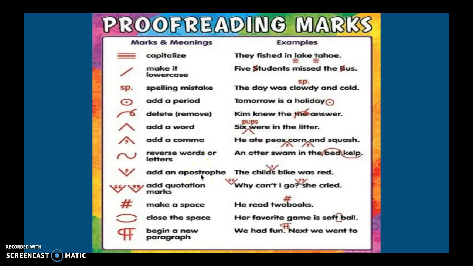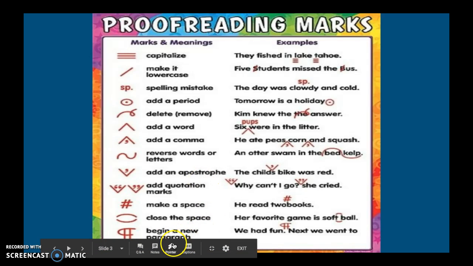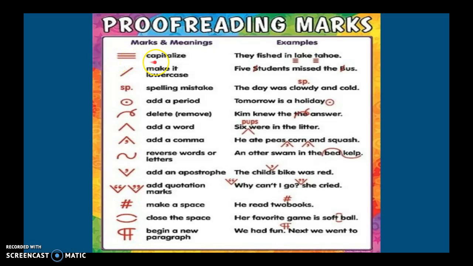Here are the proofreading marks that we will use to edit writing. You also have a paper copy of these marks to keep in your folder, and there's a copy of this poster in the classroom. Let's go through these marks. The first mark we see is 3 lines. This means that we need to capitalize whatever letter this symbol is underneath.